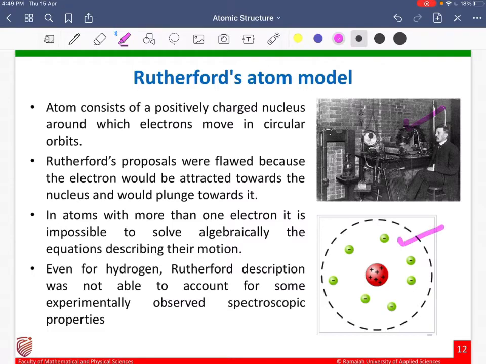See the model where electrons are revolving around the nucleus, but we know that the electrons would be attracted towards the nucleus and would plunge into it, and definitely then there won't be any existence of the electrons.